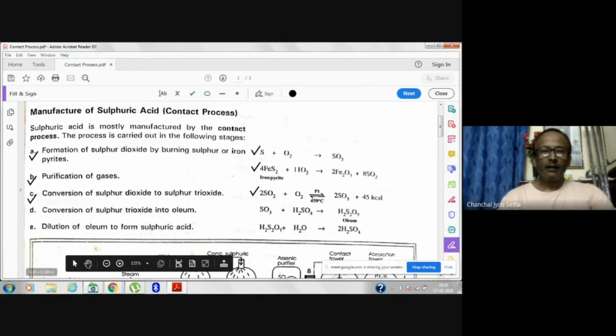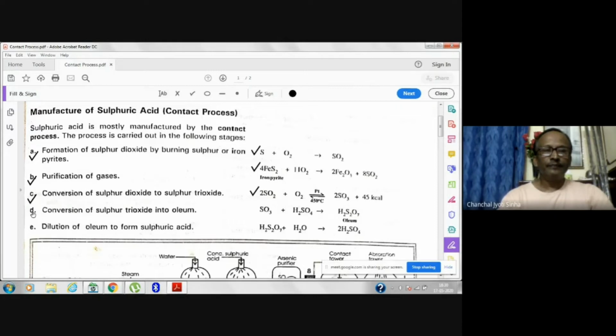Sulfur dioxide reacts with oxygen to produce sulfur trioxide. This is the most vital reaction of the total process. This reaction is a reversible reaction and exothermic in nature. Here catalyst is used and temperature is specific.